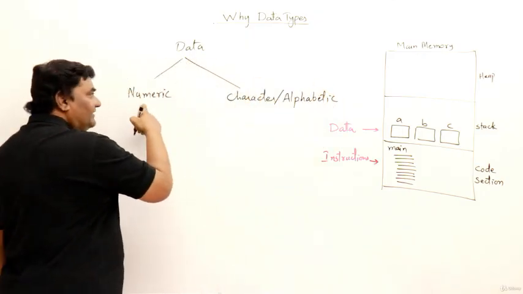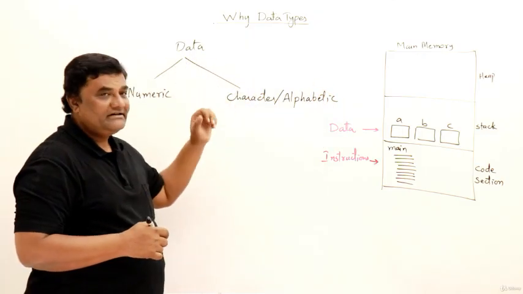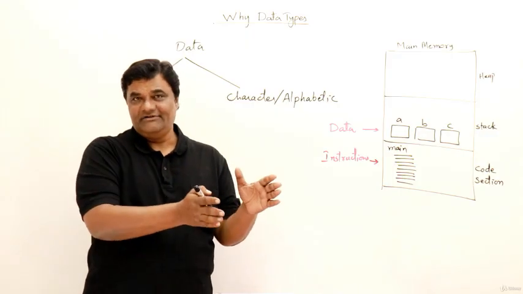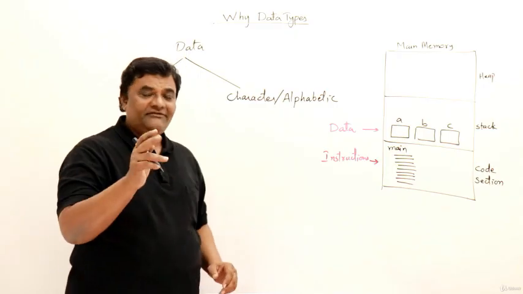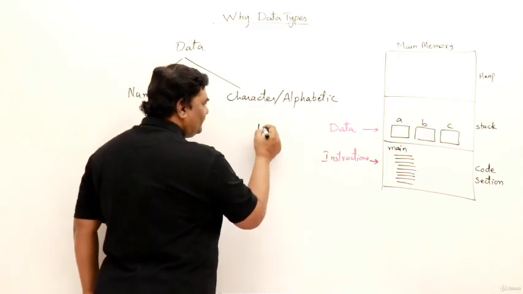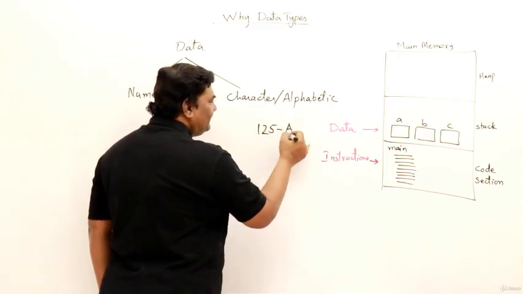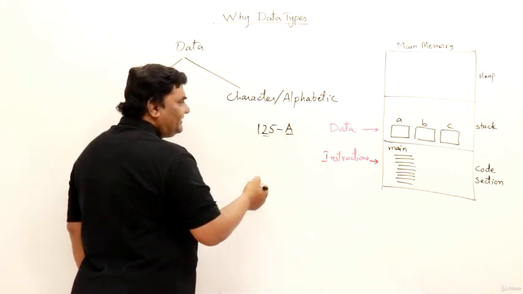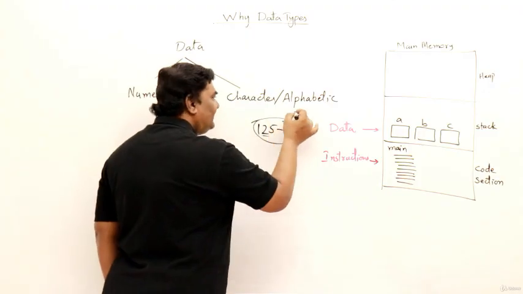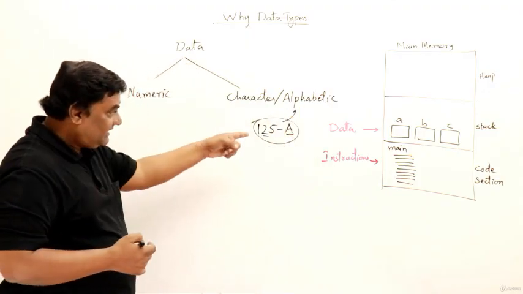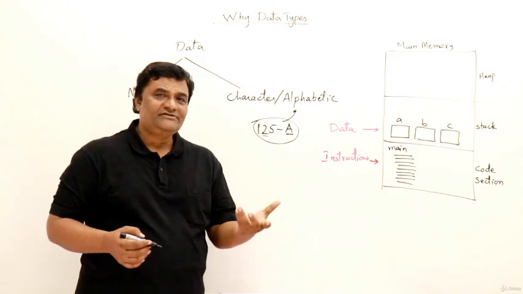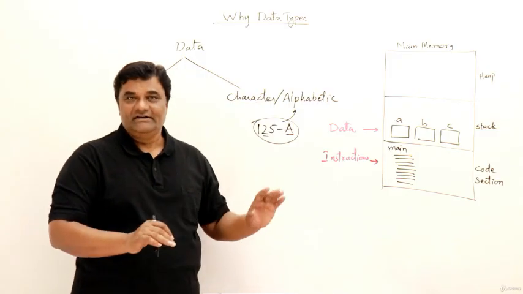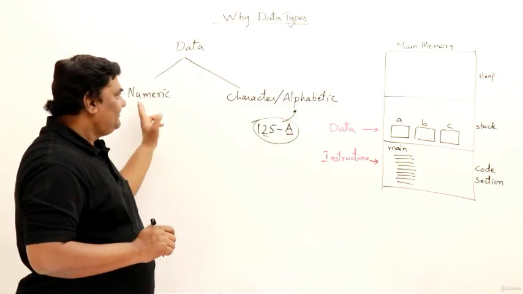So data is either numeric or alphabetic, or you can say character. And sometimes we use a mix of numeric and alphabetic. Like if I am writing a door number, suppose 125-A, this is a door number. It has a number as well as an alphabet. So let us consider this also as alphabetic only, though it has numbers, but alphabets are there. Otherwise, you can say alphanumeric, right? But basically, it is like a character only. So leave it. Now, I'll pick up these two one by one.